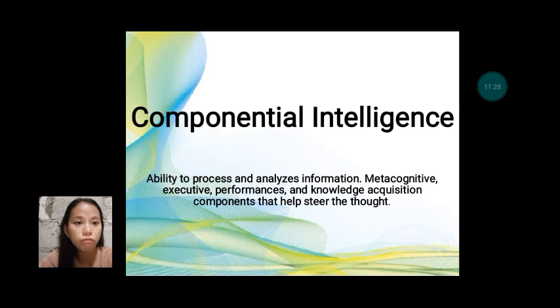We have here componential intelligence: the ability to process and analyze information, with metacognitive, executive performance, and knowledge acquisition components that help steer the thought. Sternberg associated the componential subtheory with analytical giftedness. This is one of three types of giftedness that Sternberg recognized. Analytical giftedness is influential in being able to take apart problems and find solutions not often seen.